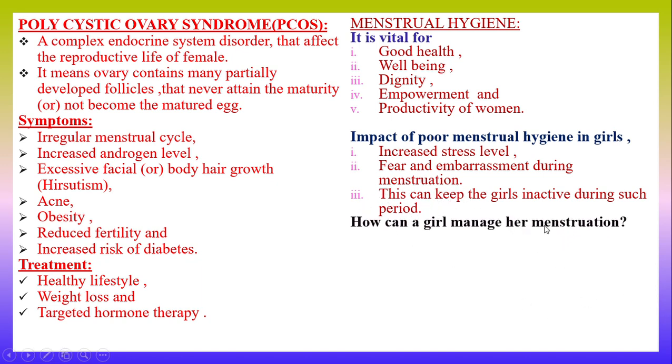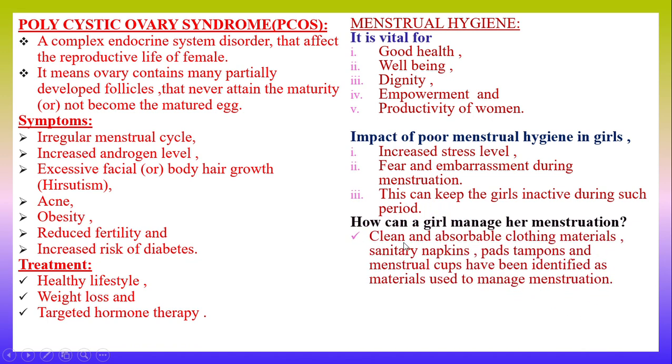How can a girl manage her menstruation? If we look at what the way is for that, see, clean and absorbent clothing material, or sanitary napkins or sanitary pads, tampons and menstrual cups have been identified as materials used to manage the menstruation. By using these materials, a female individual can manage the menstruation.